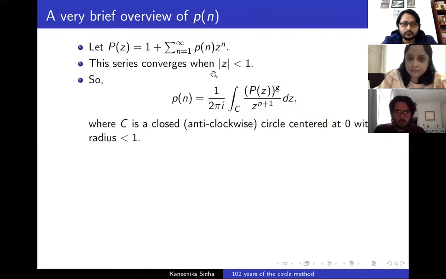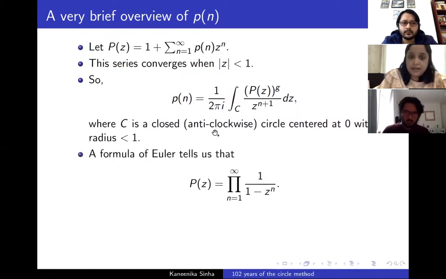The series converges when the absolute value of z is less than 1. So inside this region, if you have a closed circle centered at 0 with radius less than 1, P of n is exactly equal to this integral here. Now, we know that for absolute value of z less than 1, P of z can also be written as this infinite product. And this reveals a lot of useful things to us.